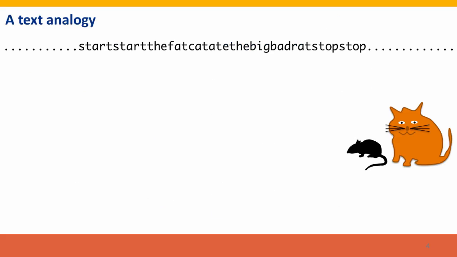So I've made a text analogy of the three processes just to provide one more distinguishing perspective on it. We've got a sentence here, and the sentence says, the fat cat ate the big bad rat. And it's flanked by two signals for starting, here and here, and two signals for stopping, here and here. And these control how the information is used.